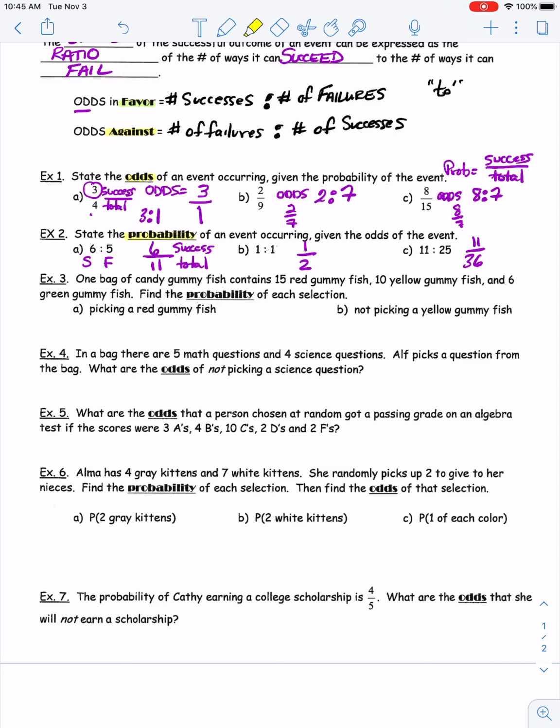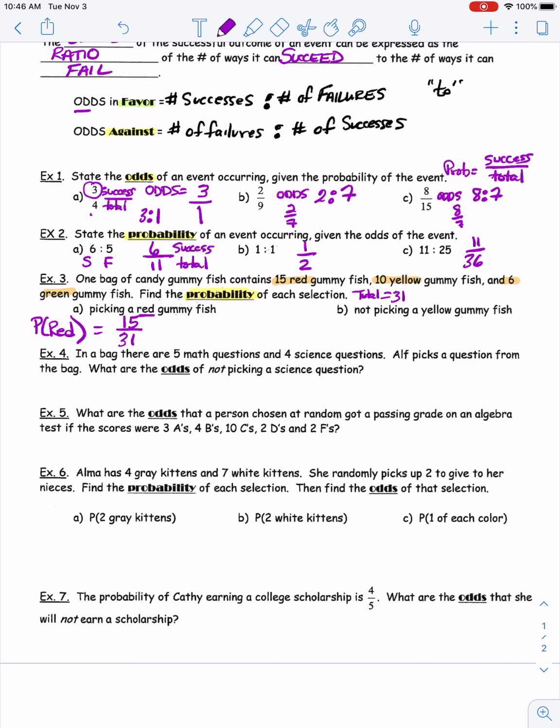Next one, find the probability. You just have to read what you're given. Find the probability of picking a red gummy fish. In this scenario, we have 15 red, 11 yellow, and 6 green gummy fish. If you add those together, the total is 31. So the probability of red is red over total, 15 over 31.